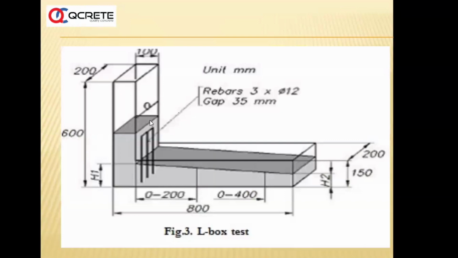Similarly, there is the L box test. You fill up the concrete here and you lift this shutter, and see how much it fills up. This height to this height ratio should be between 0.8 to 1. So this is called the L box test.